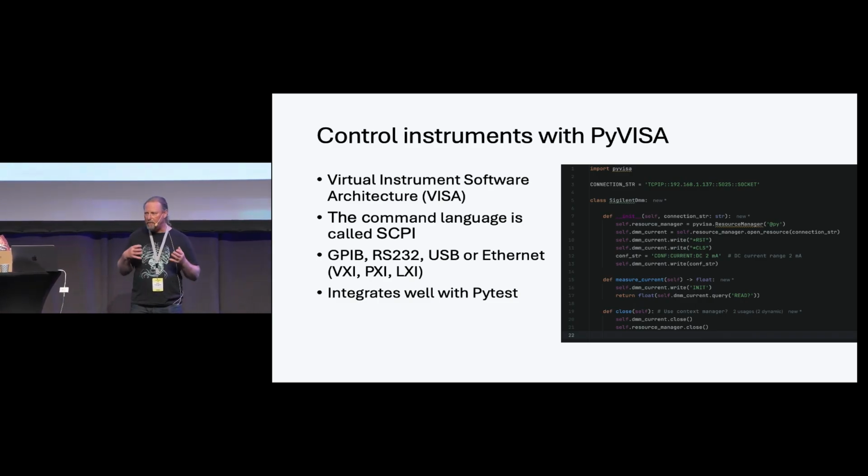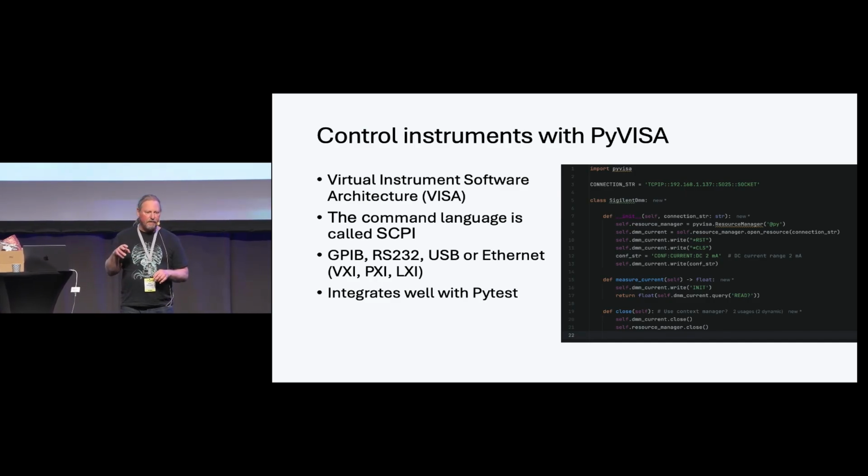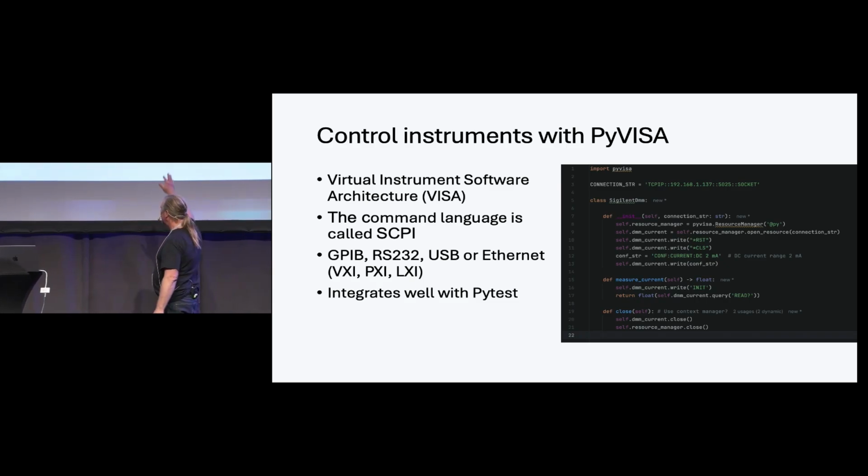There is a library called PyVISA that can work over this protocol. On top of that there is a command language called SCPI that is not strictly standardized, but that's not a big problem. The important thing is that the hardware layer, the network layer, is standardized. And you see here this sample script.